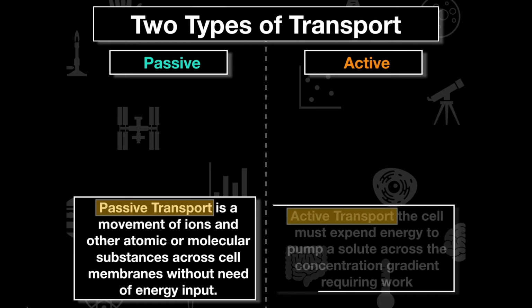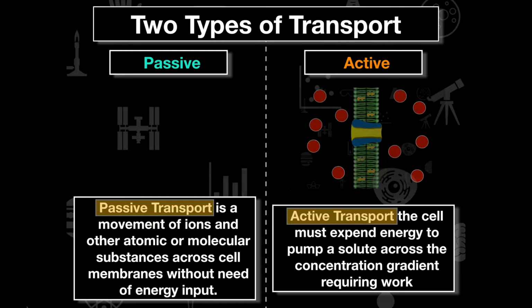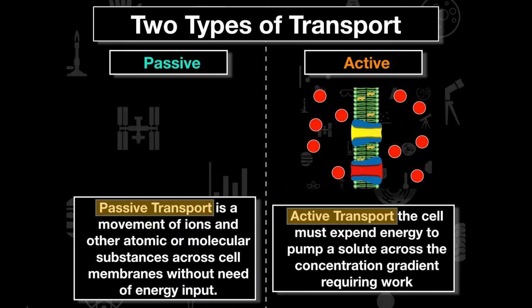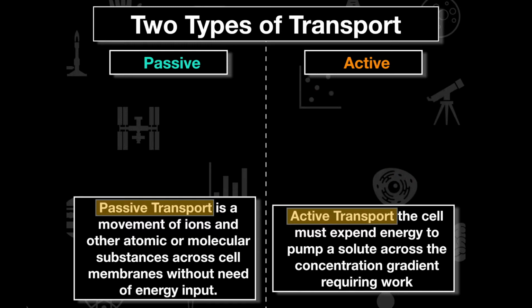Now, the next is active transport. In active transport, the cell must expend energy to pump a solute across the concentration gradient. So this is going to require work. Remember, we're moving against what the molecules or the ions naturally want to do. Therefore, the cell has to use ATP and use energy to move those ions from one side to the other.